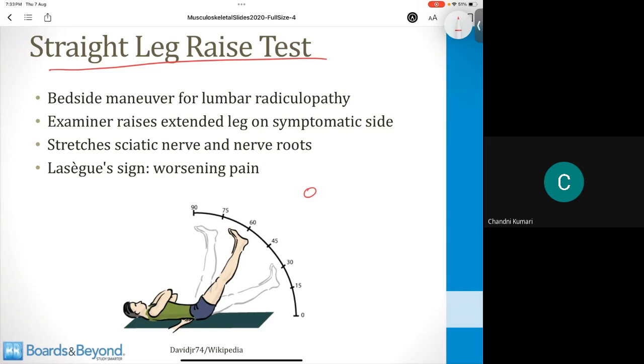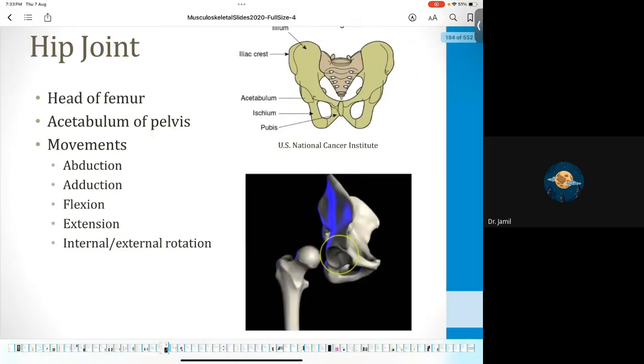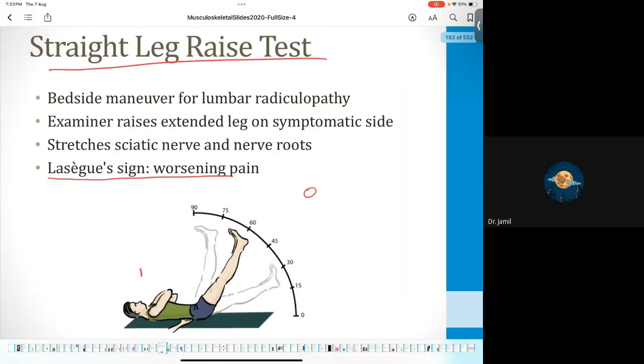Is that clear? That's going to be called Lasègue's sign, worsening pain with raising the legs. The concept here is that we are narrowing the spinal canal. If we are narrowing the spinal canal and the individual is getting pain, it means he has radiculopathy. Is it clear? As the angle is smaller, the severity is greater. At 30 or 45 degrees, that means severe stenosis. If it goes to 60 or 61 degrees, that's mild stenosis. So at different angles, that makes sense.